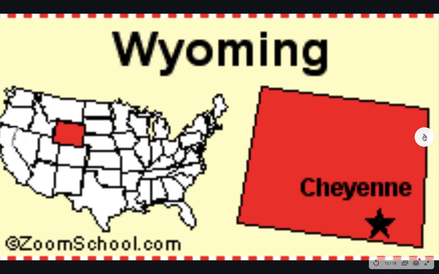And then lastly, we have Wyoming. The capital of Wyoming is Cheyenne. And Wyoming is another one of those square or rectangle looking shapes kind of stuck in the middle. But Wyoming is right below Montana, right to the right of Idaho, and right above Colorado. So this is Wyoming on your map.